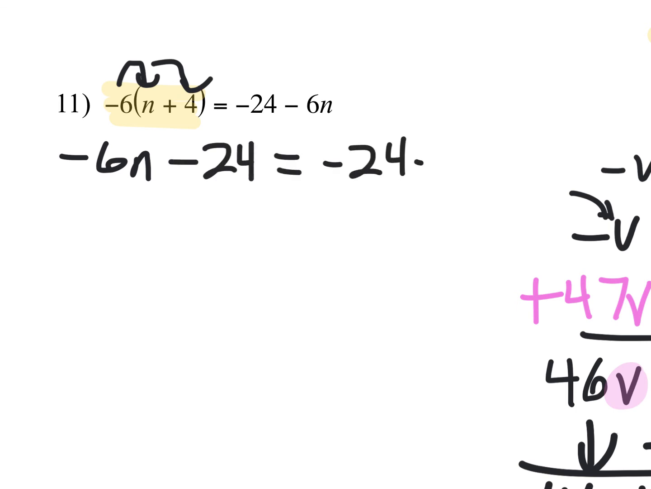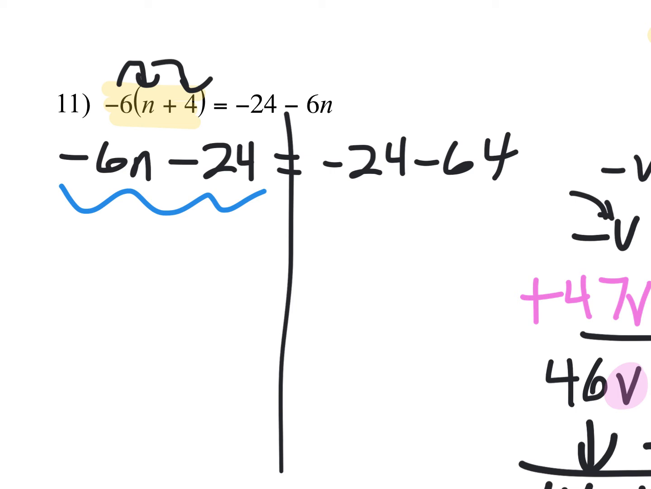And we're going to bring down everything else. I can't combine those because they're on the same side, but they're not like terms. I can't combine those. Oh, oops, I wrote 64 instead of 6n. I don't know why I just did that. Sorry, y'all. Can't combine those because those aren't like terms either.